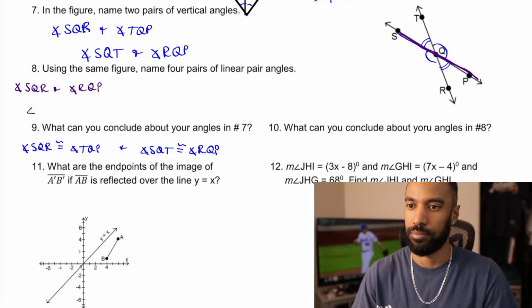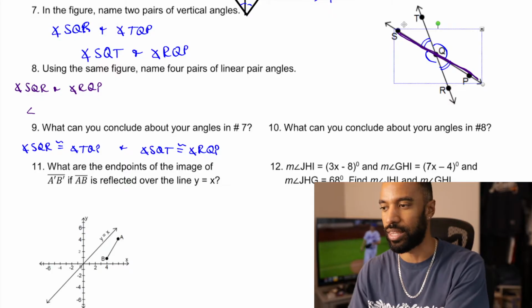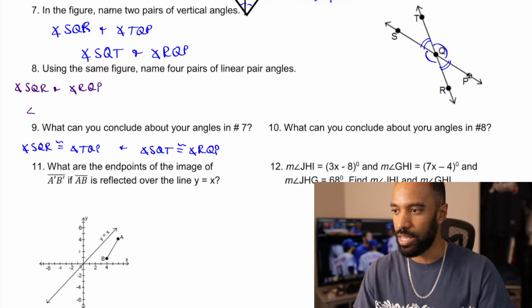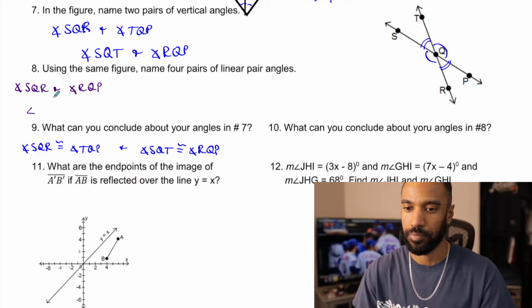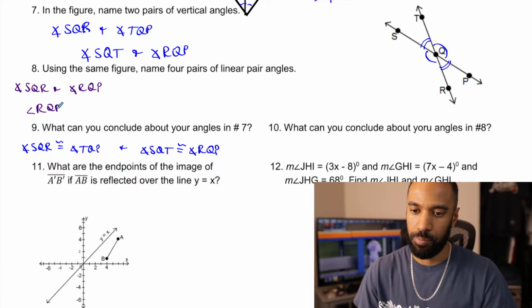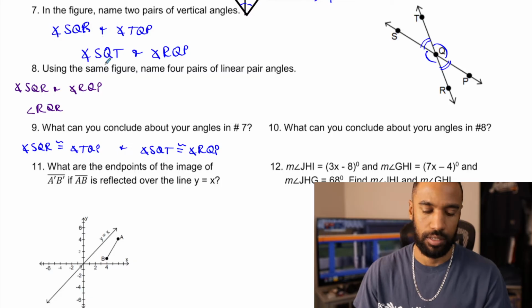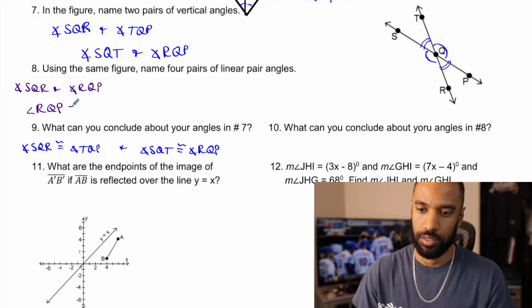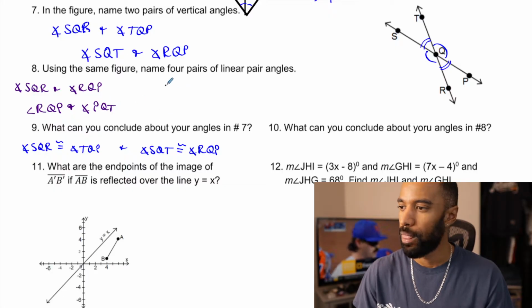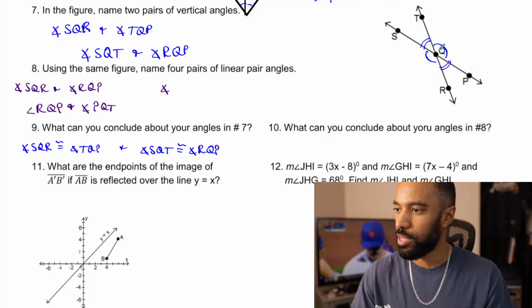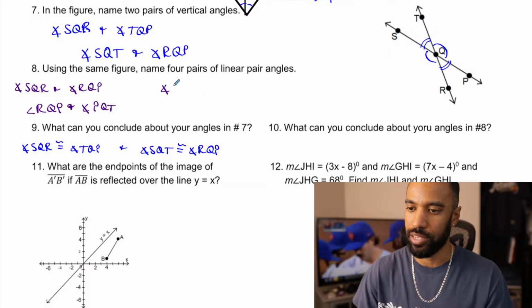We have, let me get rid of that purple, otherwise I'm only looking at that line. We have RQP and PQT, right? They make that angle. PQT, if I said RQT, I apologize. Angle PQT and TQS.